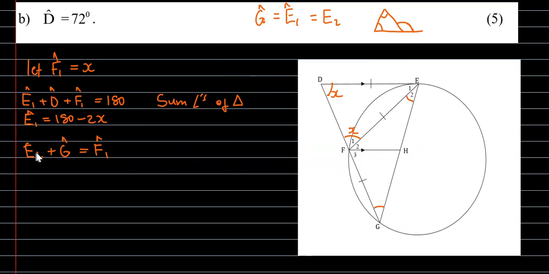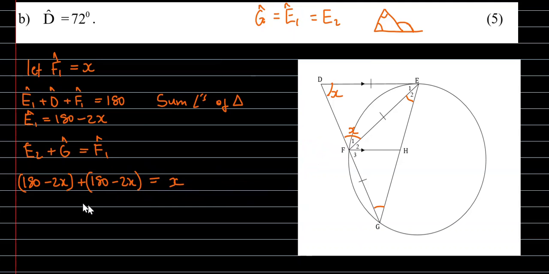So let's write that down, because we know that E1 is equal to E2. We're going to say here we have 180 minus 2x, then we close our bracket, then we say plus 180 minus 2x, then we close our bracket also, then we say is equal to angle F1. We know angle F1 is said to be x, because here it's x.